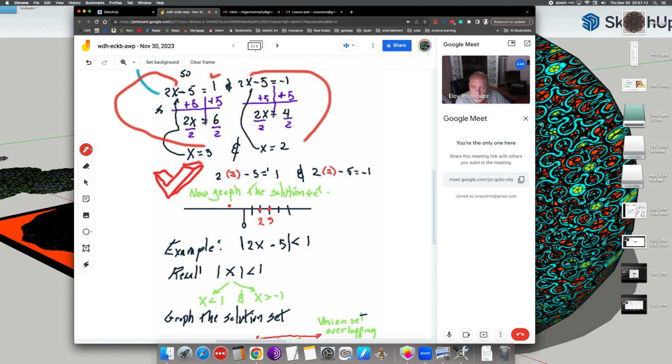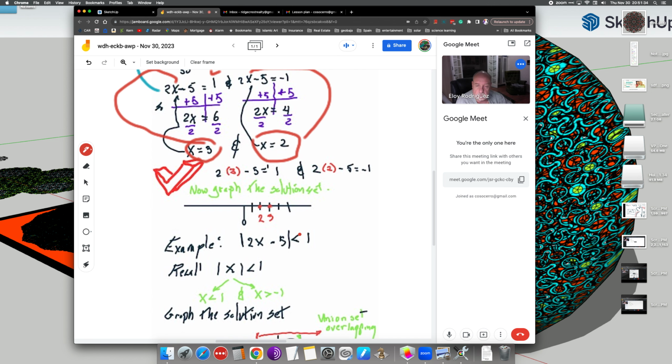Now, because there are only 2 solutions, what are they? This one and this one. Well, when I graph them on a number line, guess what? It's just solid dots, because there are only 2 and no other values of x will work as a solution to that equation. Got it? It is kind of poetic, isn't it? I think it's kind of pretty.